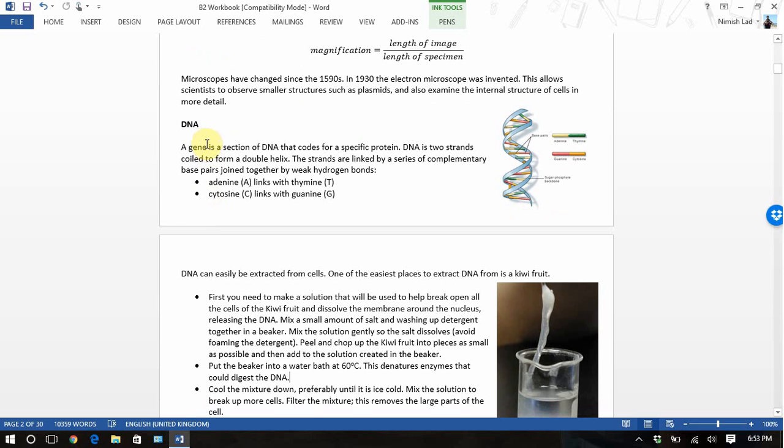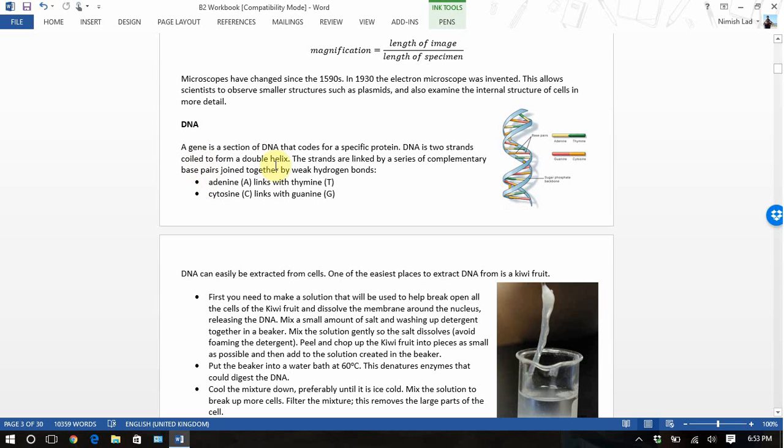So let's move on to DNA. A gene is a section of DNA, and that codes for a specific protein. DNA is 2 strands coiled together to form a double helix. The strands are linked by complementary bases, and they're joined together by weak hydrogen bonds. So the complementary bases: A links with T, and C links with G. Make sure you can spell the names of those correctly as well.